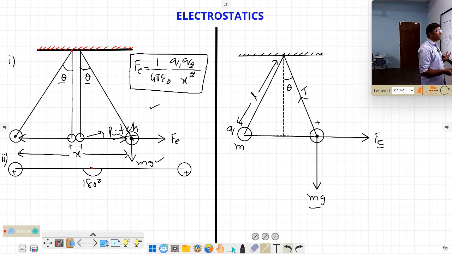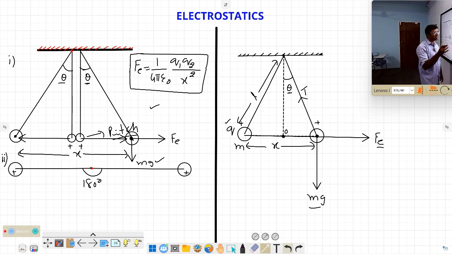The questions may be asked in many ways. They can ask what the charge on the sphere is, how many electrons are present in the sphere, or what the angular separation of the sphere from the mean position is. They can ask what the separation between the two charges is, if you say x, what the x value is, and what the length of the suspension is. They can also ask about the tension in the string, the electrostatic force, the weight. Many questions can be asked from this single concept. That's why it is used in the mains and advanced level.